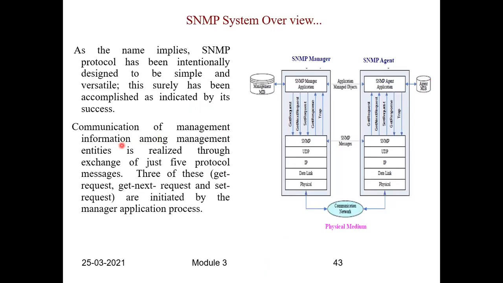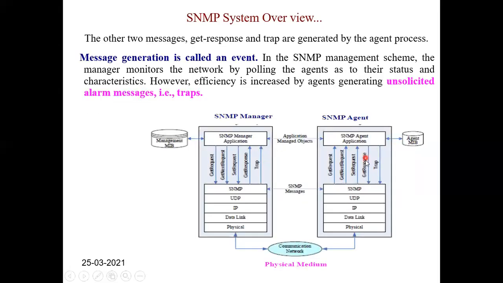Communication of management information among the management entities is realized through the exchange of just 5 protocols. In OSI, we had 7. Here we have 5 protocols: get request, get next request, set request. Out of these 5, 3 are the ones I have already told you: get request, get next request, and set request. They are initiated by the manager application, so the arrow is down. The other 2 messages, get response and trap, are generated by the agent process.